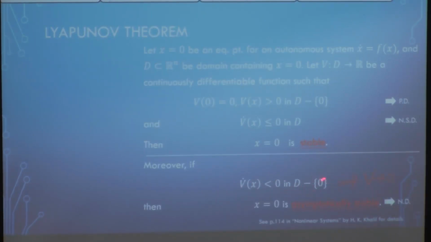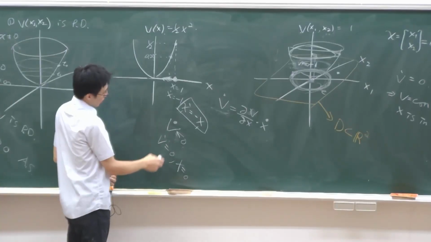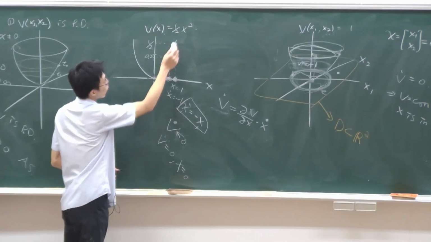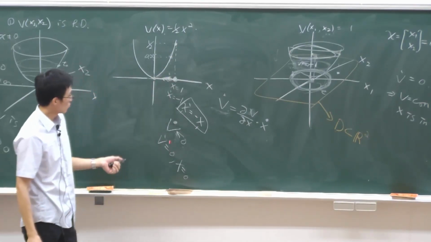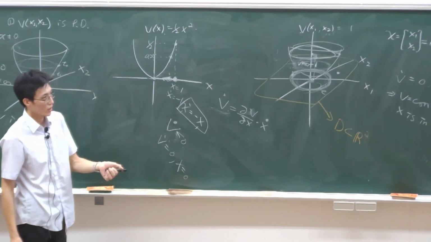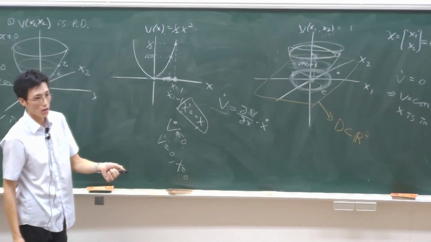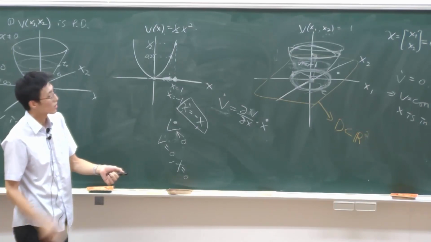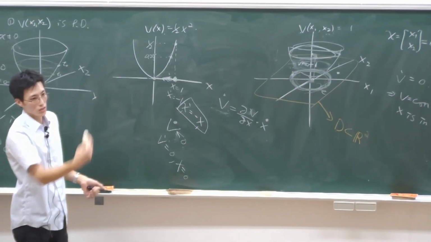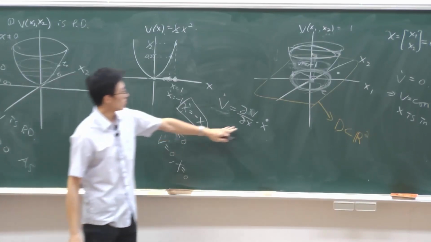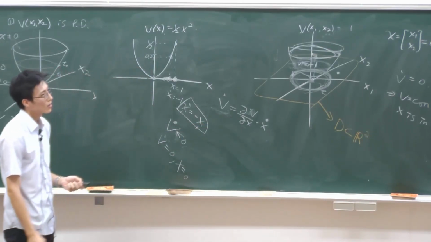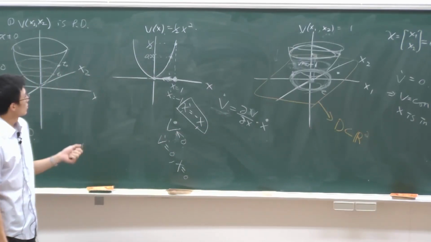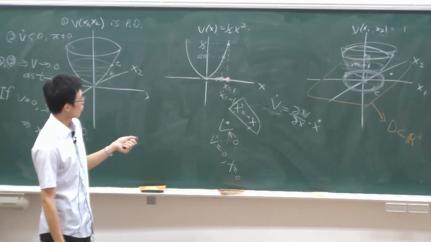The reason we exclude 0 here is because at the origin, the gradient of this function is 0. The slope is 0. So that means your v dot will be 0. That's why we exclude 0. At the minimum of a function, the gradient, the slope, is 0, so v dot must be 0. So is that clear? This example is one dimension.